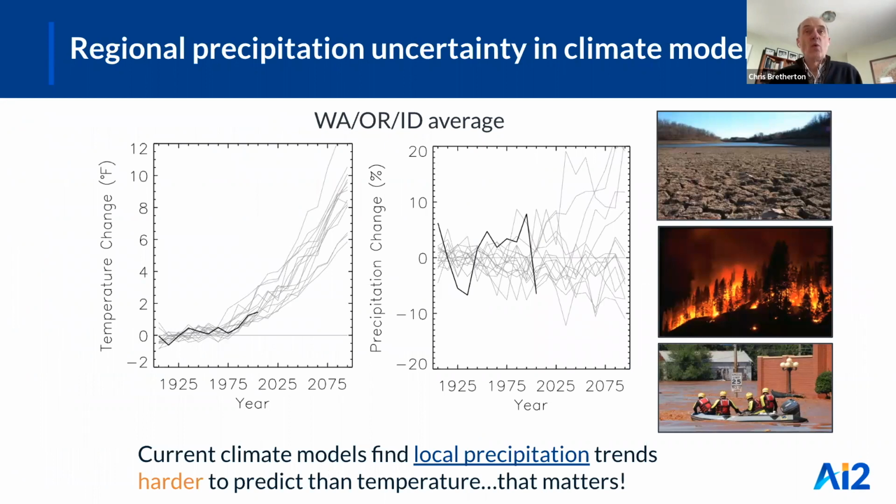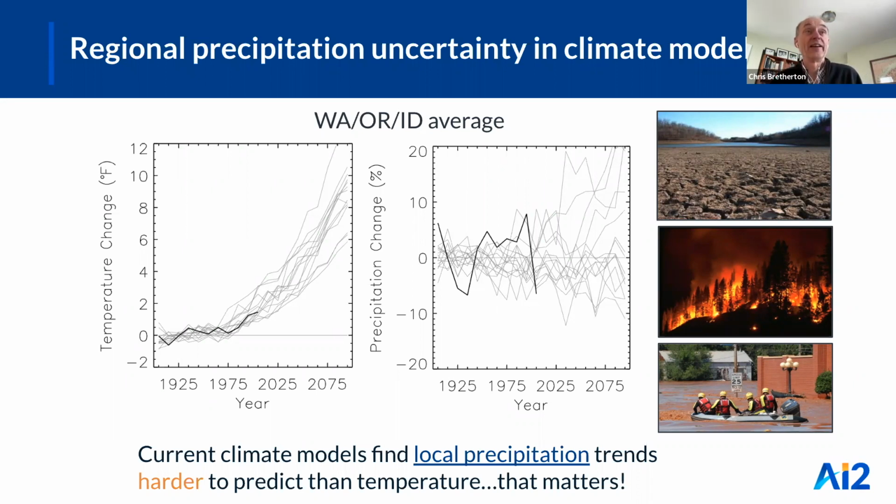Now, what's the problem with what we do right now? Well, in climate modeling, there are many things that are actually very well predicted by climate models, but there are uncertainties, and some things are more uncertain than others. And one of the important uncertainties in climate models has to do with predicting trends in the means and extremes of regional precipitation. So this slide shows an example of that.